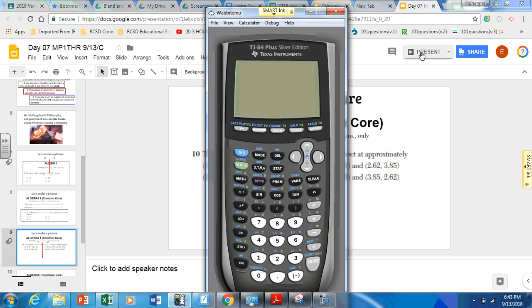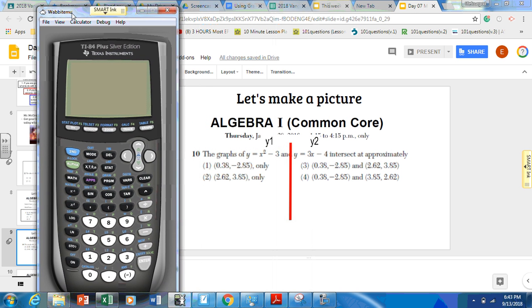All right, so in this graphing calculator, what I'm going to do is I turn it on. Under y1, I'm going to plug in x squared minus 3. I'm going to slide down. I'm going to plug in 3x minus 4. Okay, and I'm going to hit zoom out because I want to make sure that I get a big enough picture to see the lines of intersection. Okay, wow, I see the line of intersection.